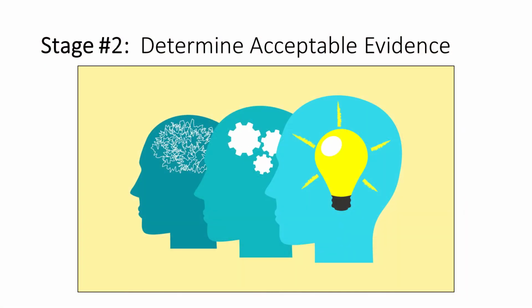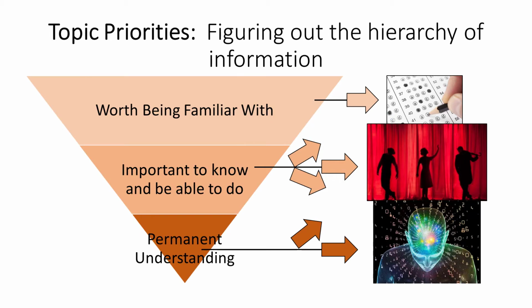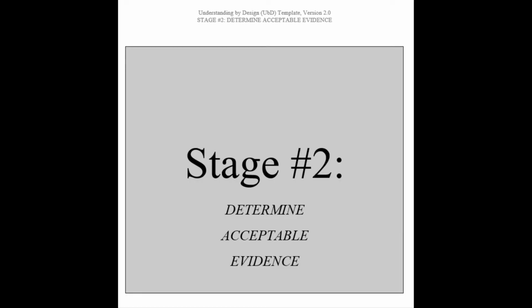In stage 2, designers are considering how to best gauge the learning and understanding of students by performing tasks and assessment. The designer must figure out how to prioritize the information to be learned. The best way to do that is figure out what information is worth being familiar with, what information is important to know and do, and what information needs to be permanently fixed in the student's mind. Once the designer has that part figured out, then she can determine what performance tasks need to be set and what assessments need to be created.